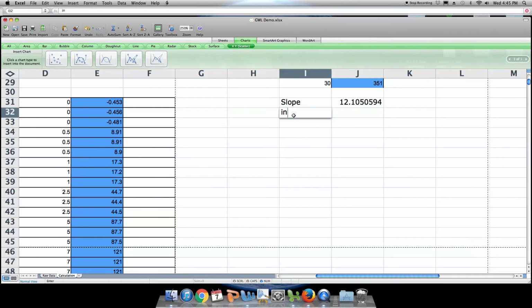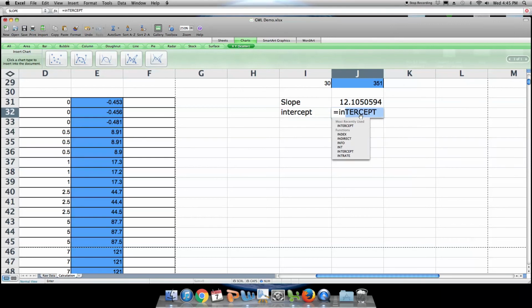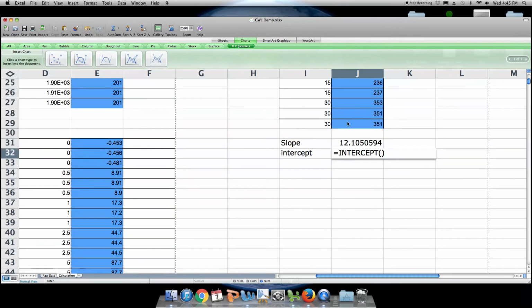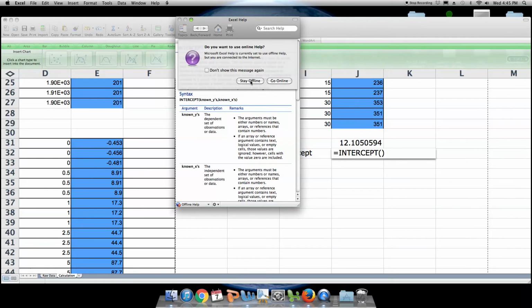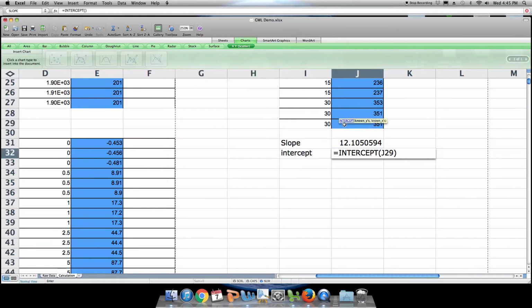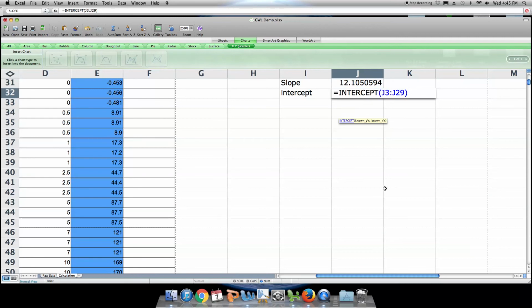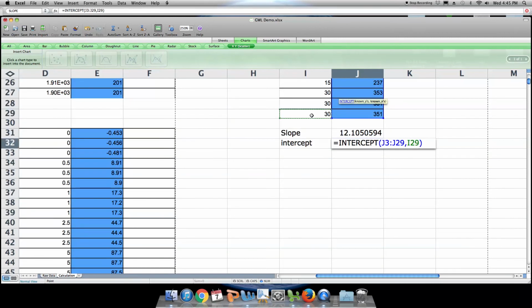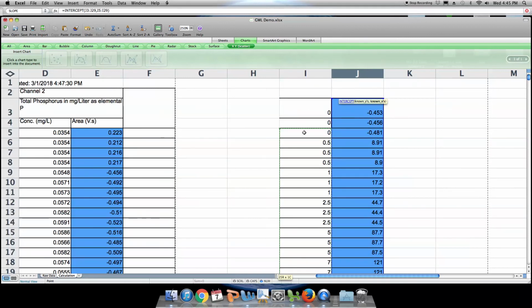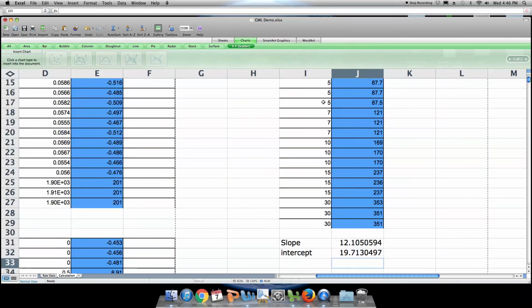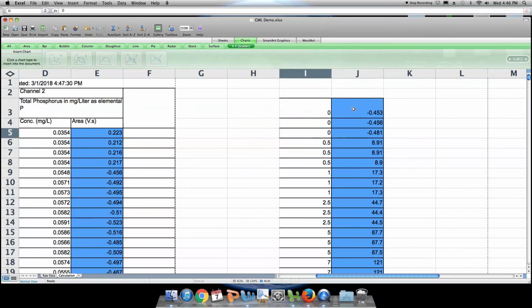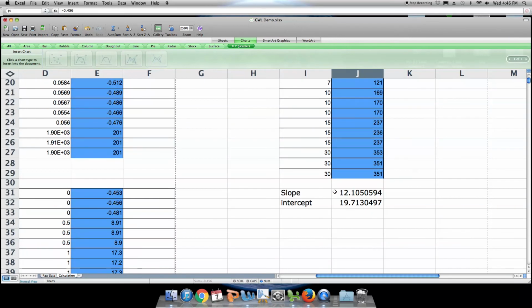Then let's do the intercept. Again, there's a function in Excel that does this. Intercept. We enter our Y values or our peak area values, comma, and our X-axis or known concentration values. And again, we are using the 0 part per million standard in this calculation.